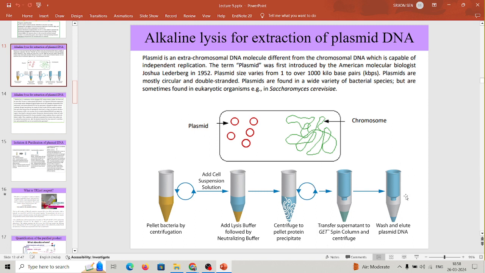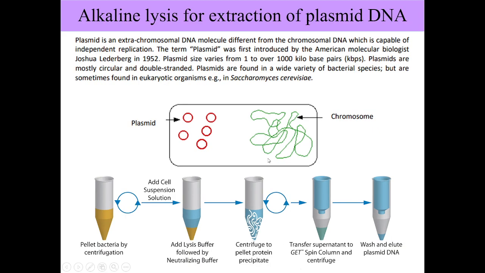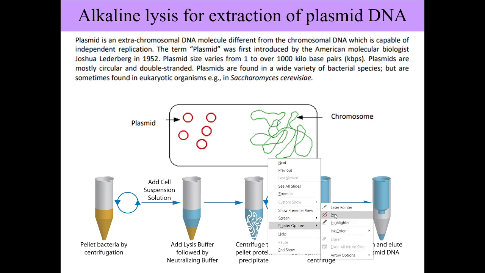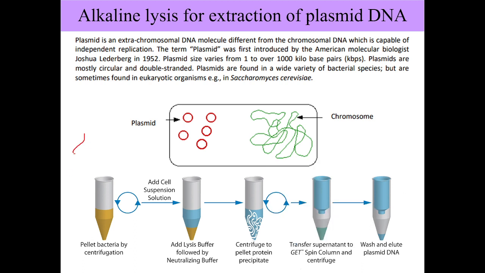So what happens in this procedure is that you pellet the bacteria by centrifugation. First, you have the media. Let's say in this entire flask a lot of bacterial cells were there. Then you centrifuge that and you get this pellet. Then you suspend that pellet in a particular solution. That solution is called lysis buffer. So you add lysis buffer. Lysis buffer is basically lysing the cell membrane and taking all the different components out.